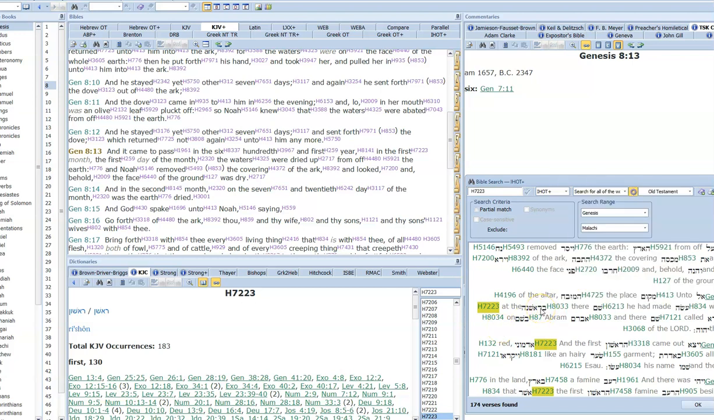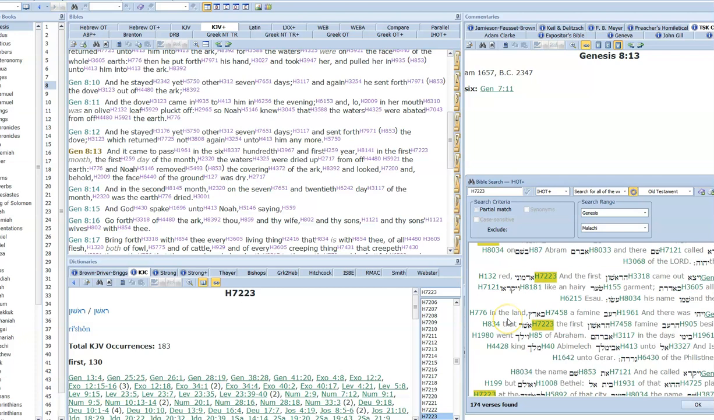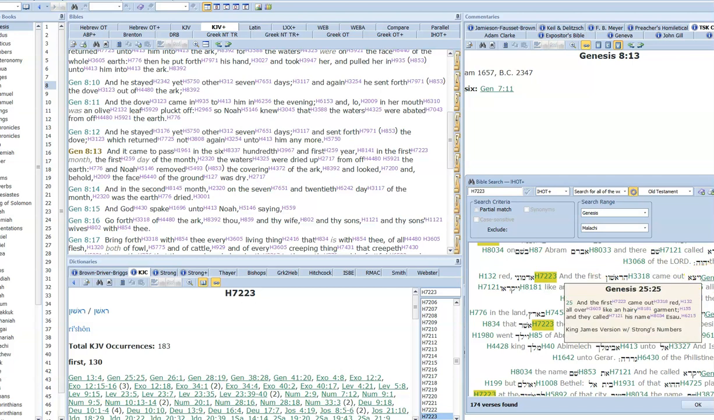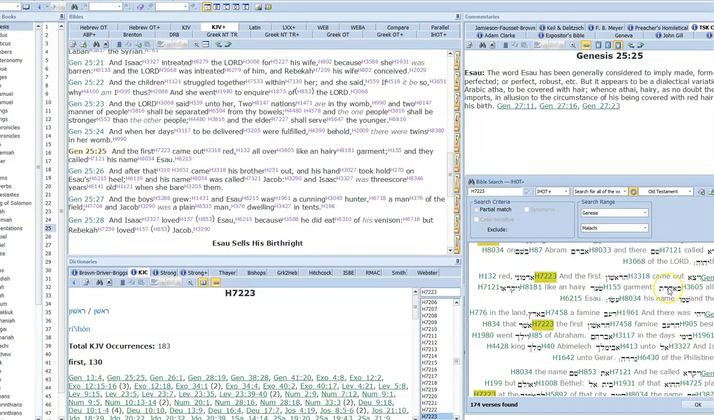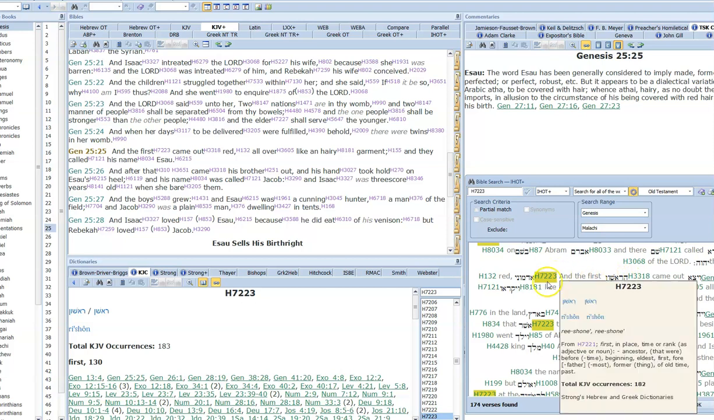We're not going to look at occurrences of Rashneh. The reason is because that's probably Ashan, a completely different word, completely different root. And they mix those things all the time. We're looking for Rashun. So they would say like Genesis 25:25, and the first came out red all over like a hairy garment. So they're describing the birth of Esau and Jacob. And the actual wording is vayetze, which is like to come out, the Rashun. So they're saying, oh, that's the first.